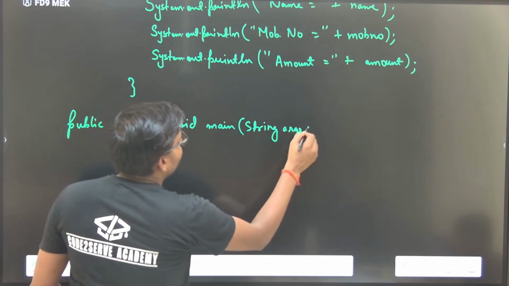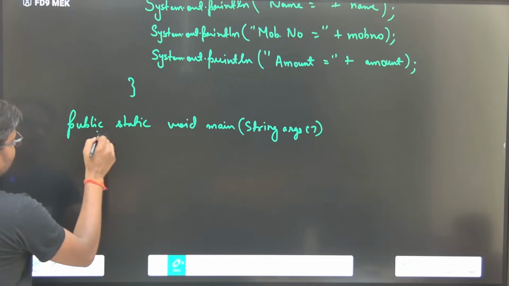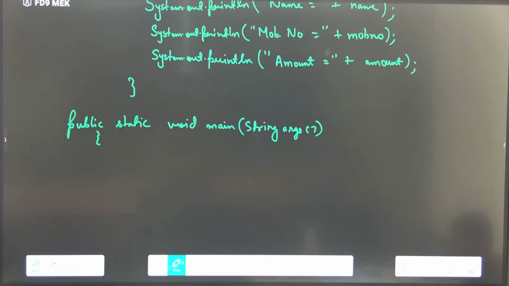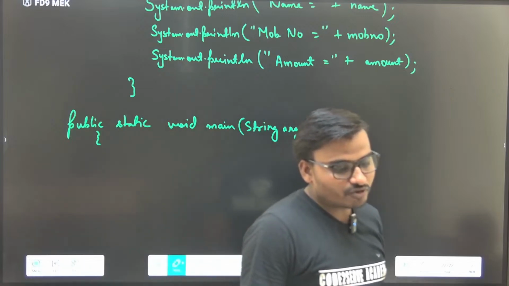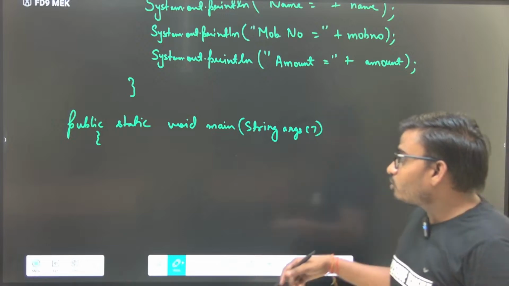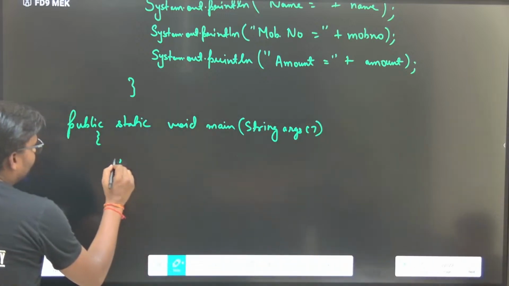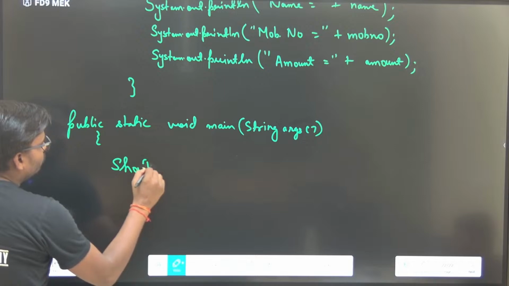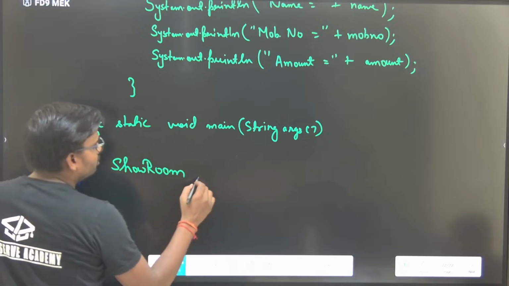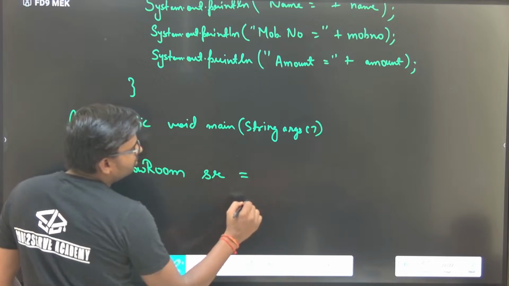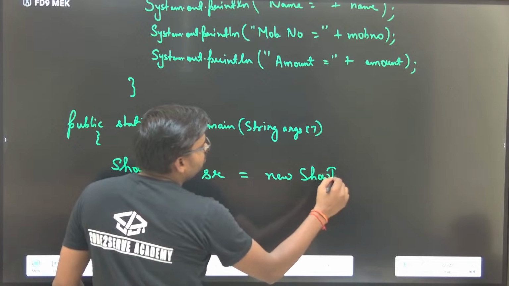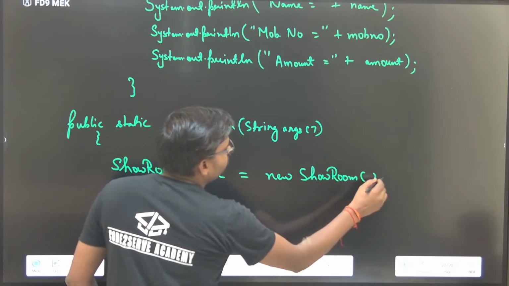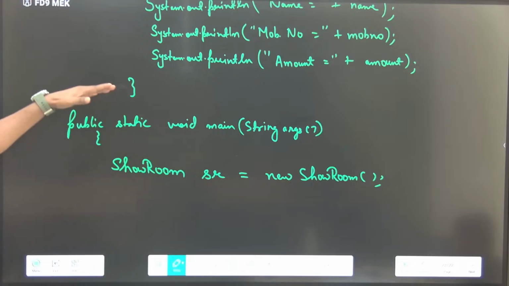String args. Okay. Now what you have to do? You have to create the object of this class. So how you are creating the object? Similar to that, you have to create an object, that is Showroom sr is equal to new Showroom. So this will call the default constructor, that default constructor we have created initially. Okay.